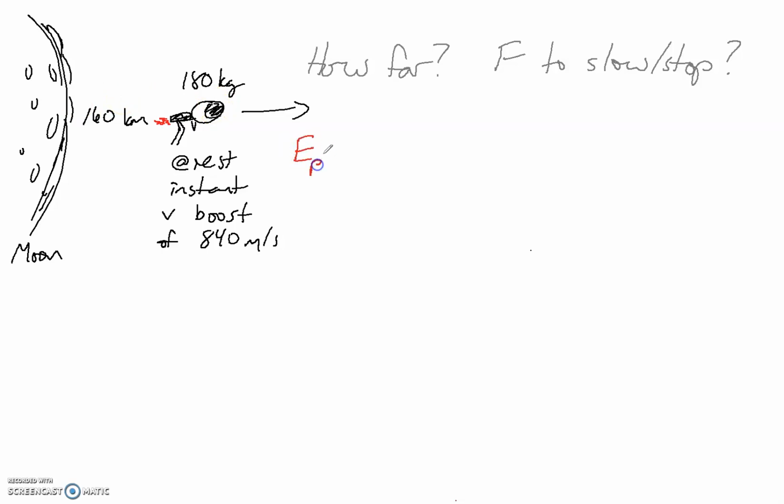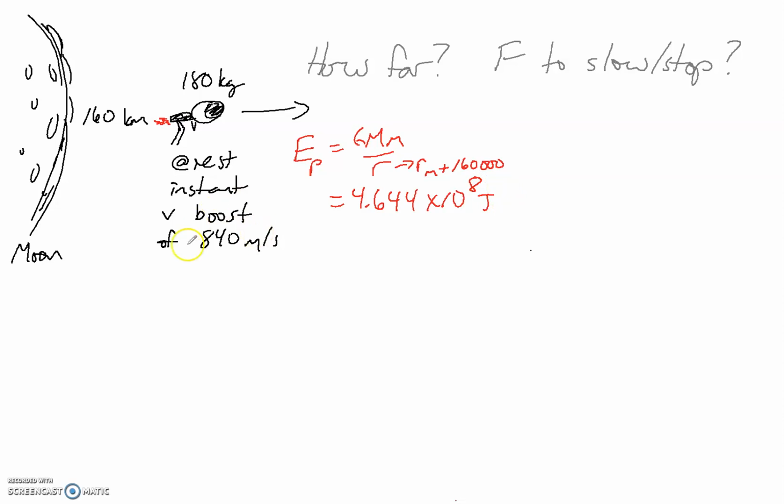If I calculate his potential energy, that's GMm over R, and the radius would be the radius of the moon plus the 160 kilometers, so 160,000 meters, and that will be his initial potential energy. I've got to calculate the first potential energy that he starts with. Okay, so I put those in there. I'm going to get about 4.644 times 10 to the 8 joules. So that's how much potential energy he has at the beginning.